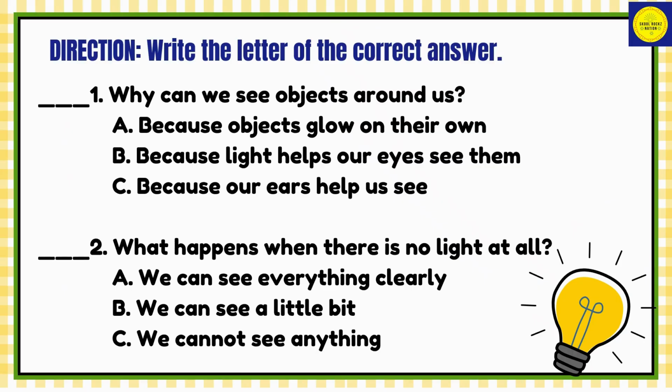Direction: write the letter of the correct answer. Number 1. Why can we see objects around us? A. Because objects glow on their own. B. Because light helps our eyes see them. C. Because our ears help us see. Number 2. What happens when there is no light at all? A. We can see everything clearly. B. We can see a little bit. Or C. We cannot see anything.